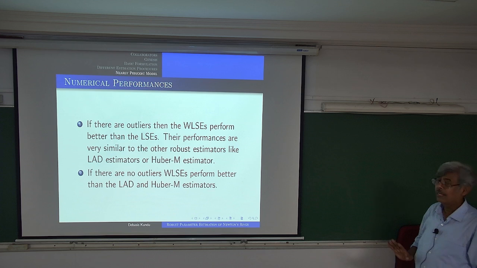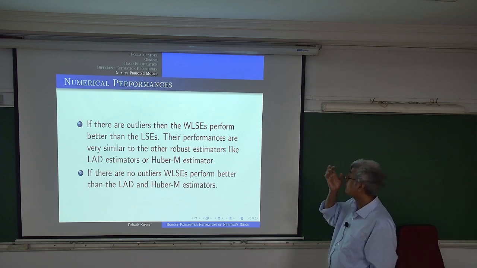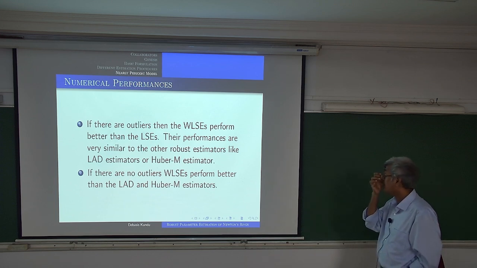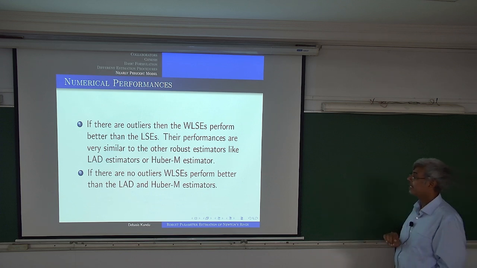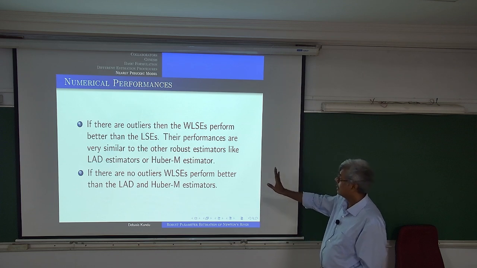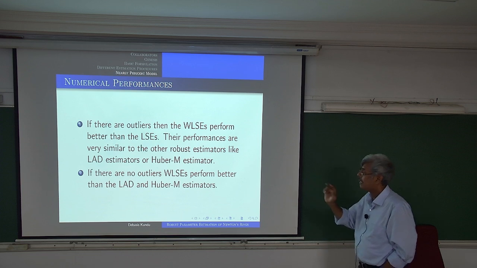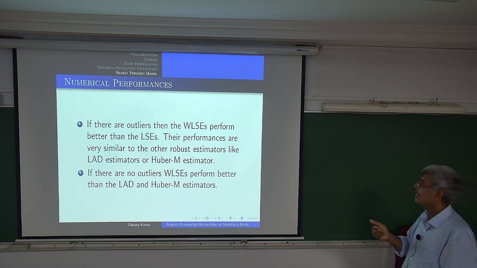Well, this is a numerical one. What shows that if there are outliers, then the weighted least square estimators perform better than the least square estimators, and their performance is very similar to the other robust estimators like LAD and the Huber-M. On the other hand, if there is no outlier, then the weighted least square estimator performs better than the LAD and the Huber-M estimators.